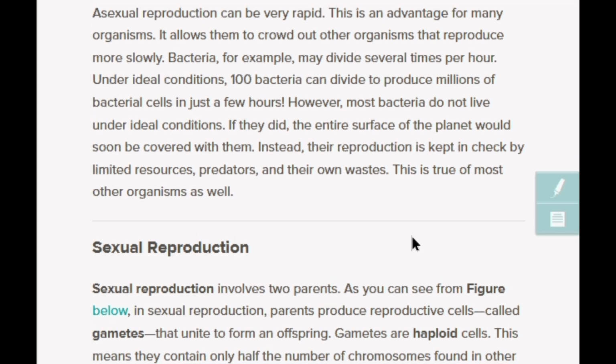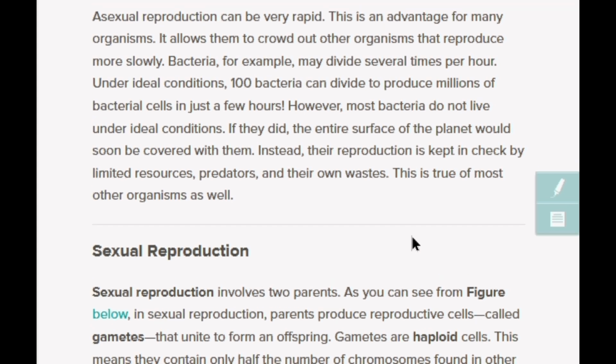Asexual reproduction can be very rapid. This is an advantage for many organisms. It allows them to crowd out other organisms that reproduce more slowly. Bacteria, for example, may divide several times per hour. Under ideal conditions, 100 bacteria can divide to produce millions of bacterial cells in just a few hours. However, most bacteria do not live under ideal conditions. If they did, the entire surface of the planet would soon be covered with them. Instead, their reproduction is kept in check by limited resources, predators, and their own wastes. This is true of most other organisms as well.